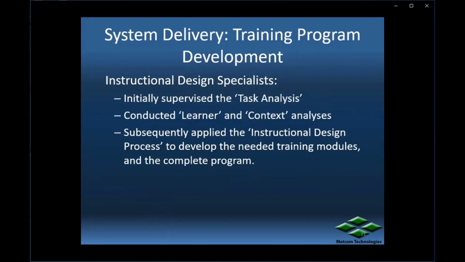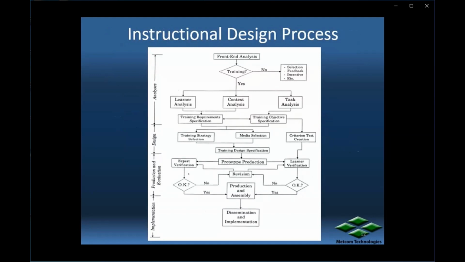What about system delivery? This is provided by means of a training program. Instructional design specialists initially supervised the task analysis. They then conducted learner and context analyses, and subsequently applied the instructional design process to develop the needed training modules and complete the program. The instructional design process is the management system that these specialists use to ensure that the training program works. That is, provides the skills to execute the grinding improvement process.